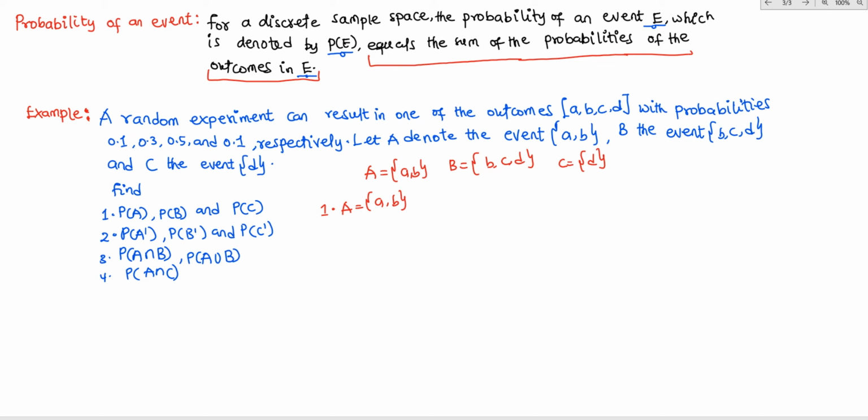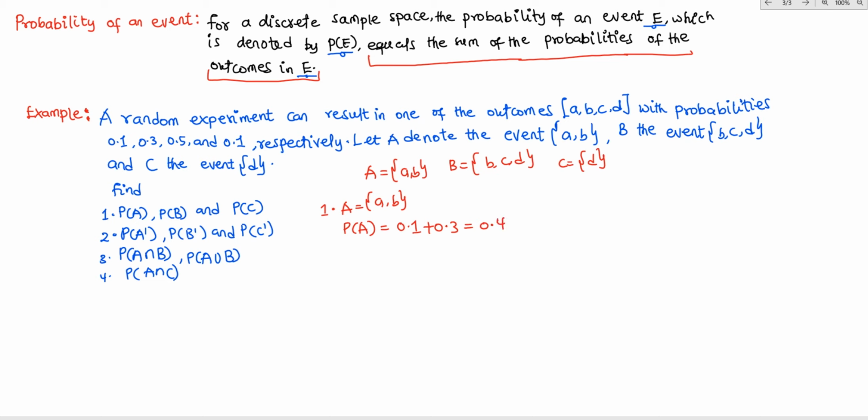Considering the probability of event A, that will be equal to the sum of the probabilities of the outcomes in A. The outcomes are A and B, the probability of outcome A is 0.1, and that of B is 0.3. So you add these two to get the probability of event A: 0.1 plus 0.3 is equal to 0.4. So that will be the probability of the event A.